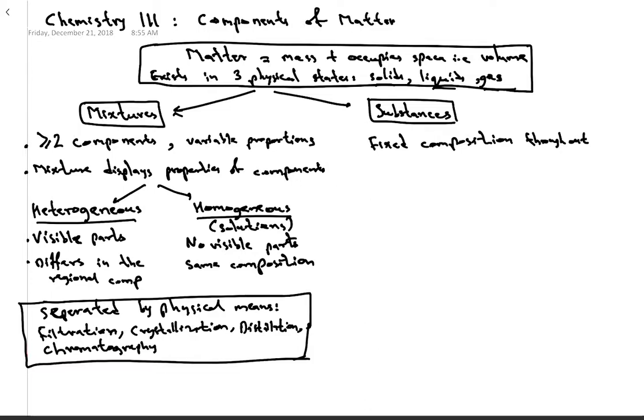On the other hand, substances have fixed composition throughout, as we said, and these are divided into two types. Either they're elements or they're compounds. Elements are substances which are composed of one type of atom.